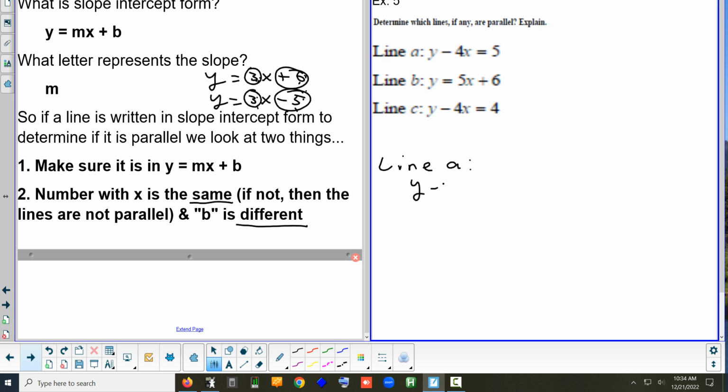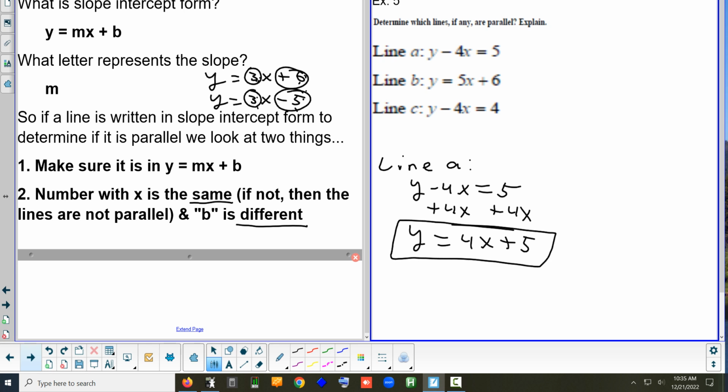So line A is y minus 4x equals 5. How could I fix line A so the y is by itself? What would I have to add to both sides? 4x. So let's fix that one. And now it's y equals 4x plus 5. So there's your line A. Line B is fine.